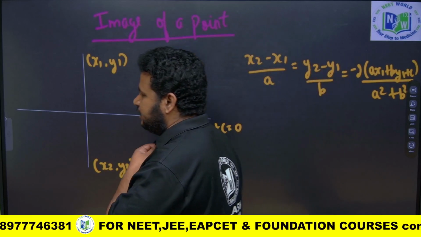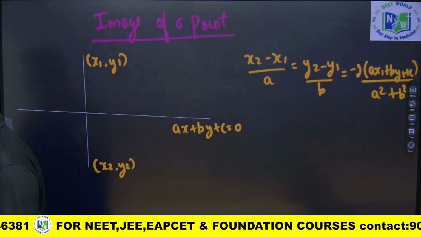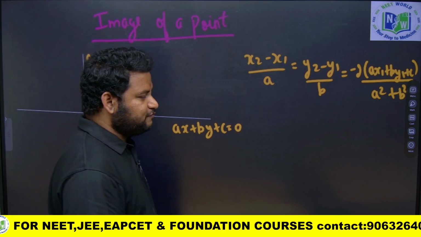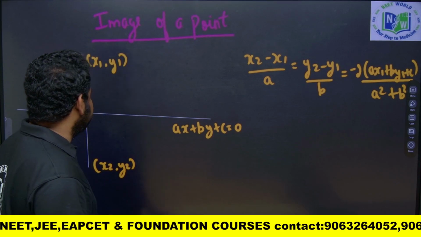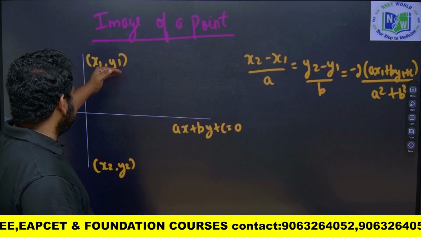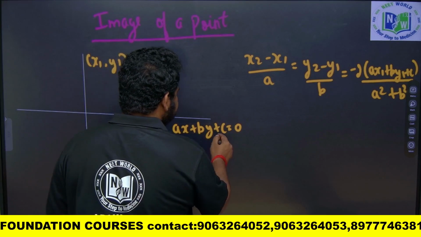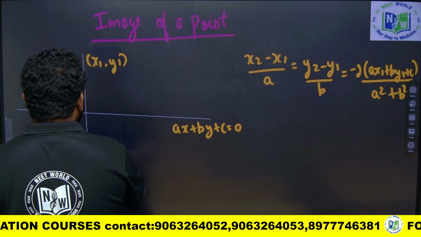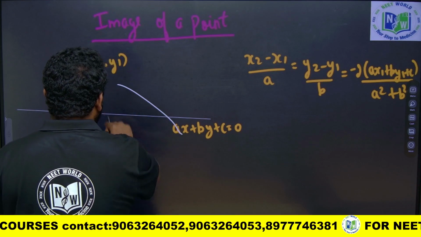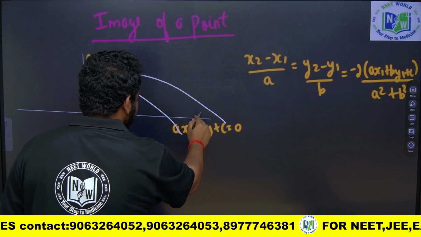Next, image of a point. Now we are talking about the image of a point. It's very much similar to the foot of the perpendicular. If (x1, y1) is a point, then its image is given by (x2, y2), where the line is ax plus by plus c is equal to 0. Here also it is (x2 minus x1) by a and (y2 minus y1) by b. Okay, not c, it is b.